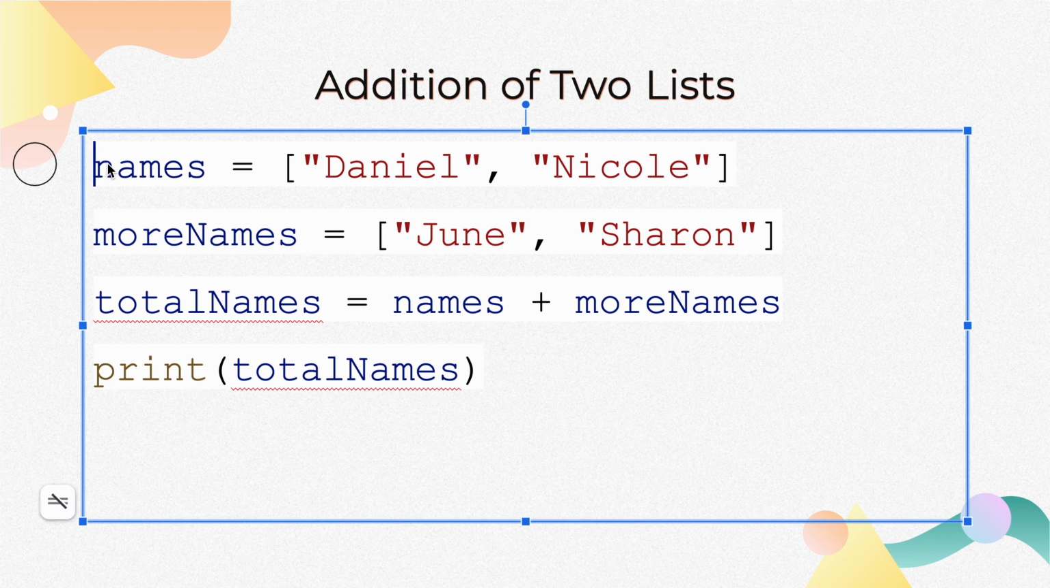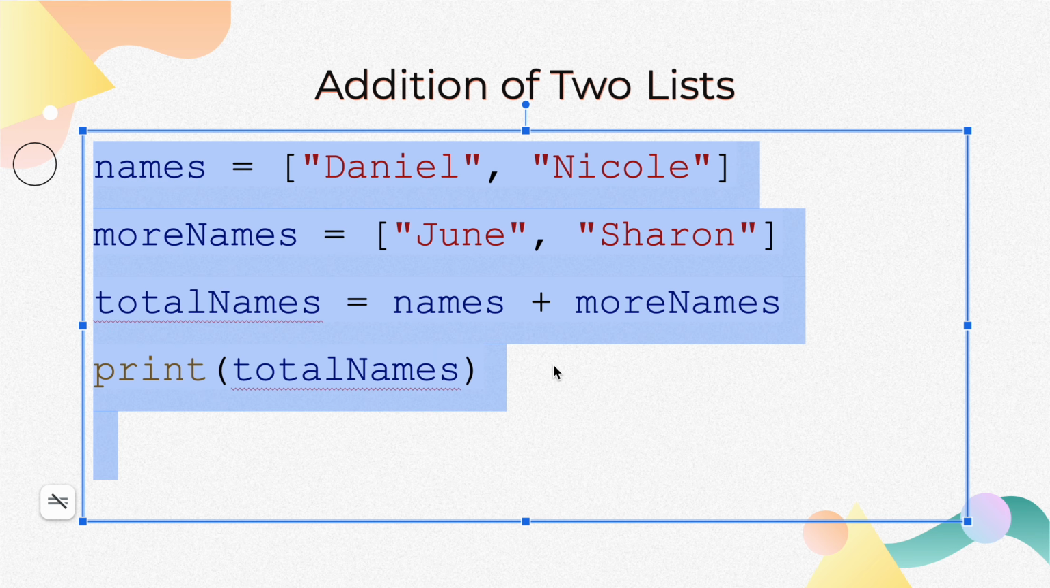Let's say that I have a list called names, which has Daniel and Nicole, and I have another list called more names, which is June and Sharon. But what if I want to combine these two lists so that a new list would contain Daniel, Nicole, June, and Sharon? All we can simply do is use the plus sign operator in order to add the two lists.